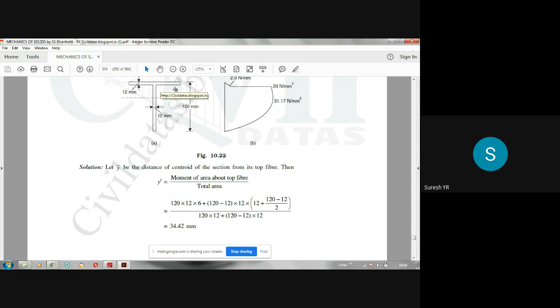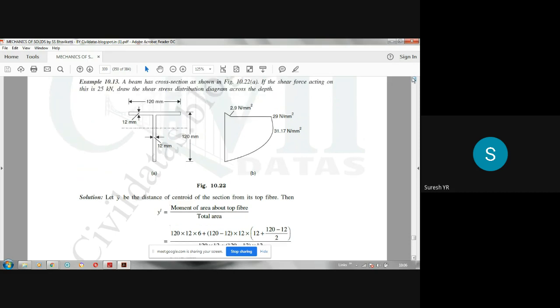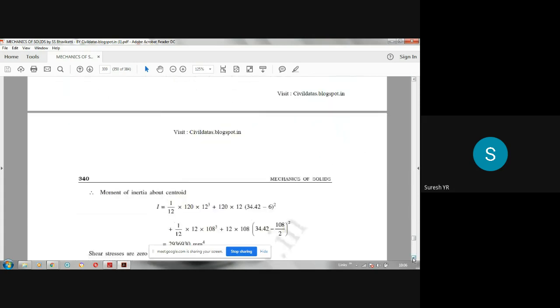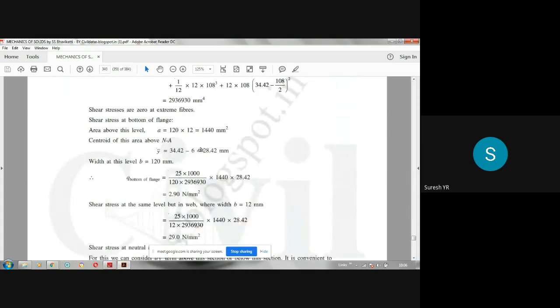For one value of shear stress, we have to take B is equal to 120. For the other value of shear stress, we have to take B is equal to 12. That's all the difference. So now the formula is F divided by B into I into A into Y bar. So the shear stress formula is this one, the same formula we are using here. F here is 25 kilonewton.